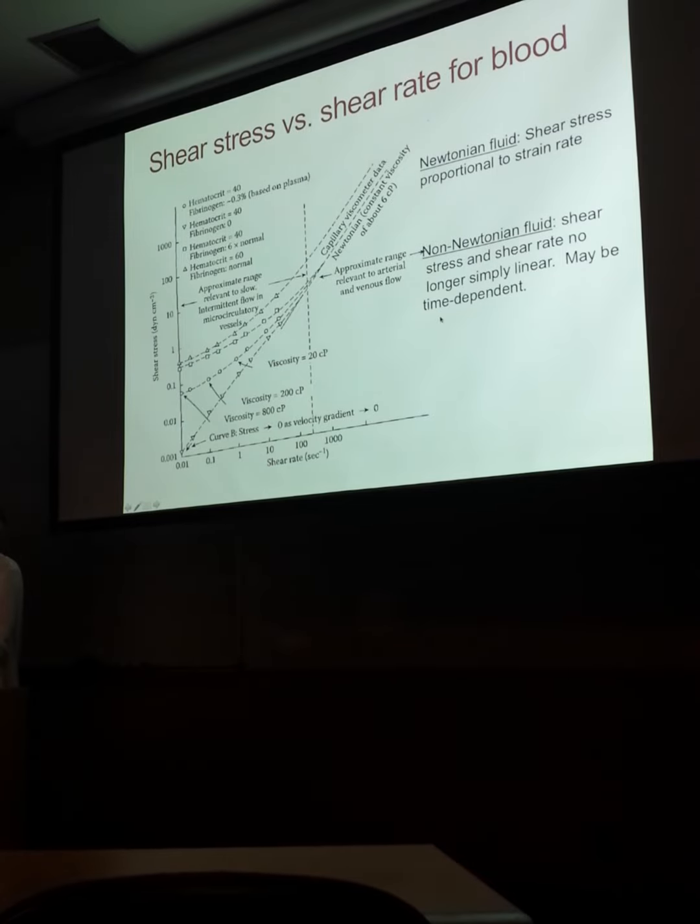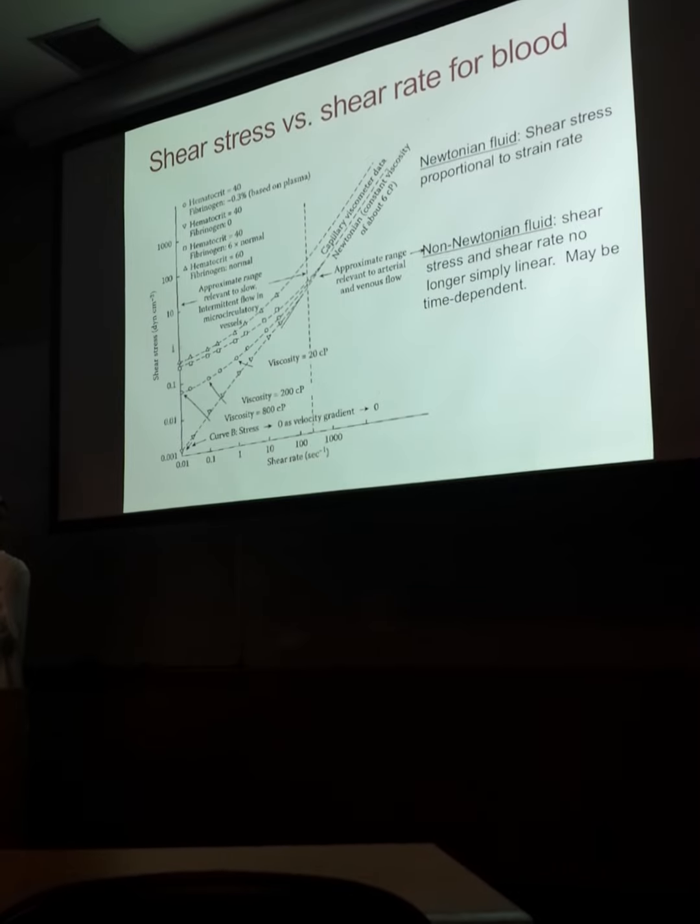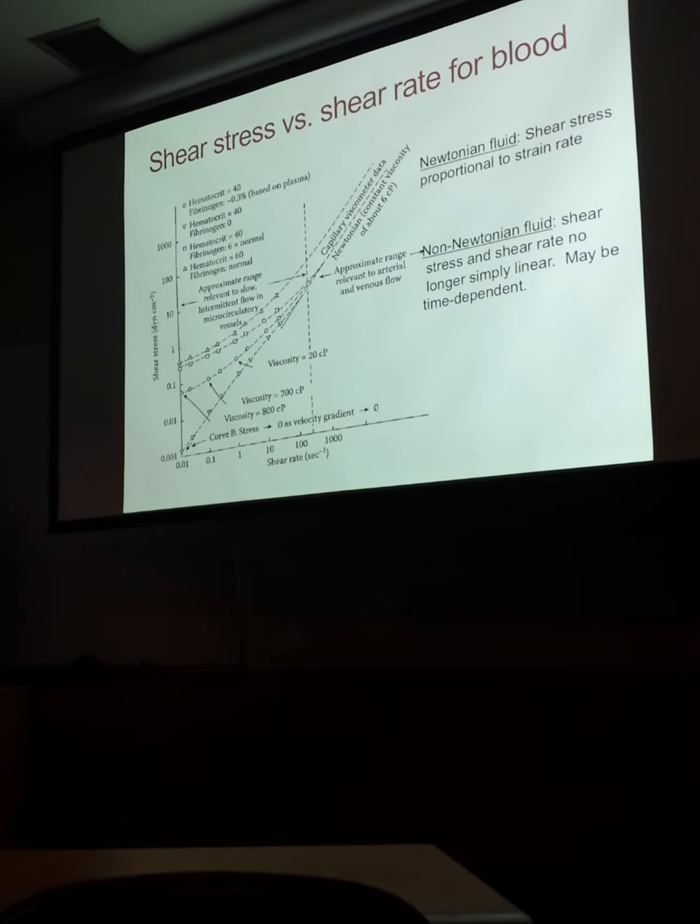For a non-Newtonian fluid, that relationship kind of breaks down. So shear stress and shear rate are no longer simply linear. In fact, they can have a time-dependent relationship. So the amount of deformation that you get may change based on the history of the system, how much stress has been applied previously, right? So that's a situation that's obviously much more complicated.